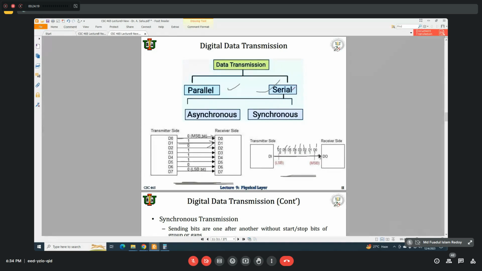Okay. So now you can see the serial data transmission here. All right. Whenever Fuad is asking some questions, I am giving the wrong answer. Okay, sir. We are asynchronous here, and synchronous here are the parts of the serial. Do you understand that? The serial has been divided into two parts. Okay. So you are asking something in between. I am getting confused.